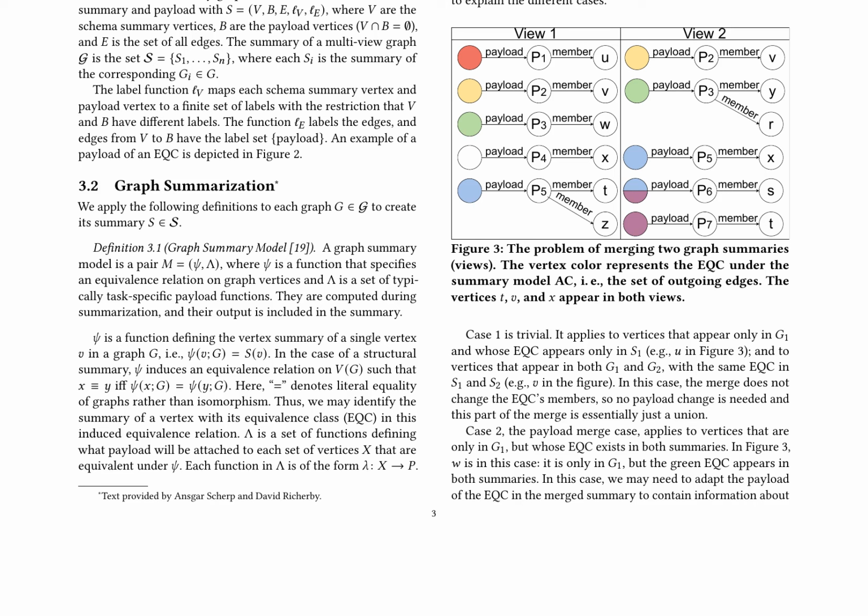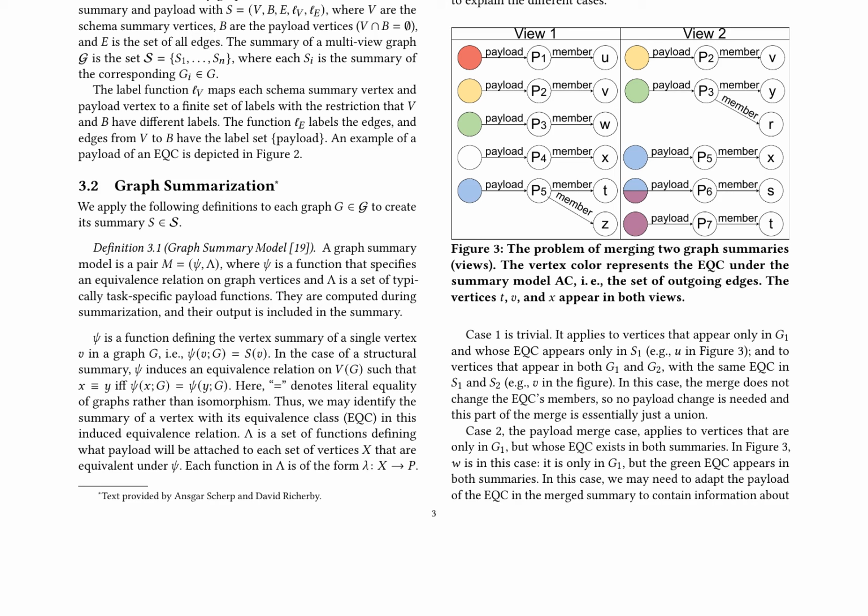The function ψ induces an equivalence relation on V(G), such that x ≡ y if and only if ψ(x, G) = ψ(y, G). Each function in Λ defines what payload will be attached to each set of vertices X that are equivalent under ψ.